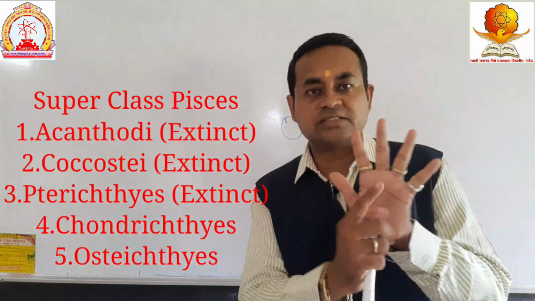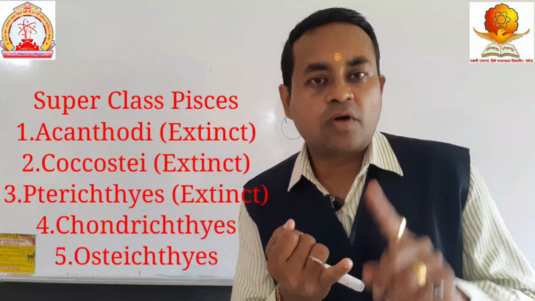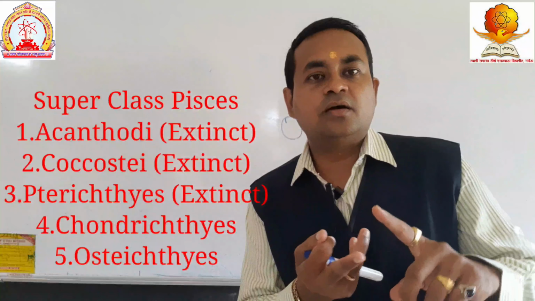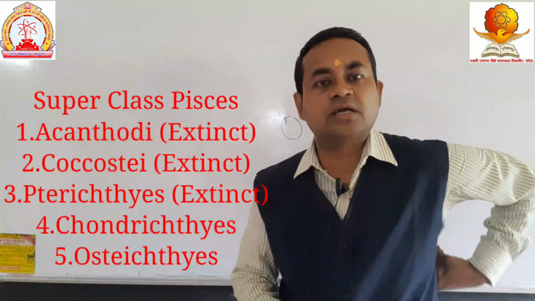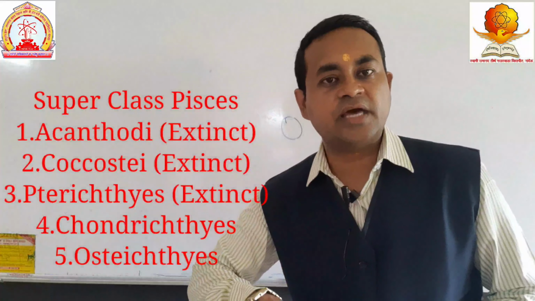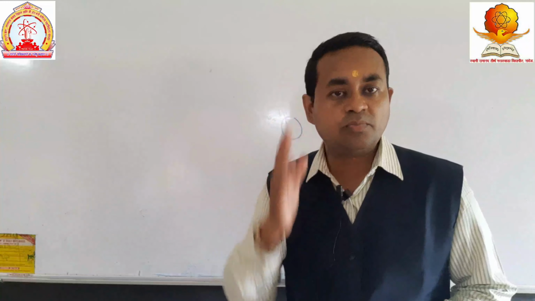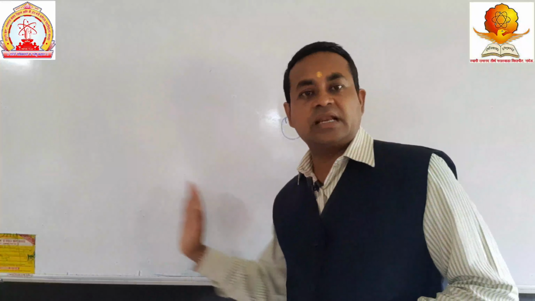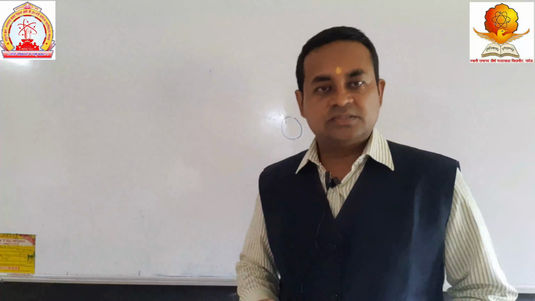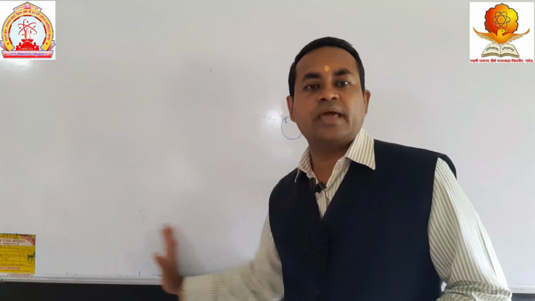Of the 5 classes, 3 classes are extinct. These are Coccostei, Placodermi, and Acanthodii. These 3 classes are extinct from the environment. Only the remaining 2 classes are present: first one is Chondrichthyes, another is Osteichthyes. Extinct means those animals are no longer present on the earth. These 3 classes became totally extinct because of environmental changes.